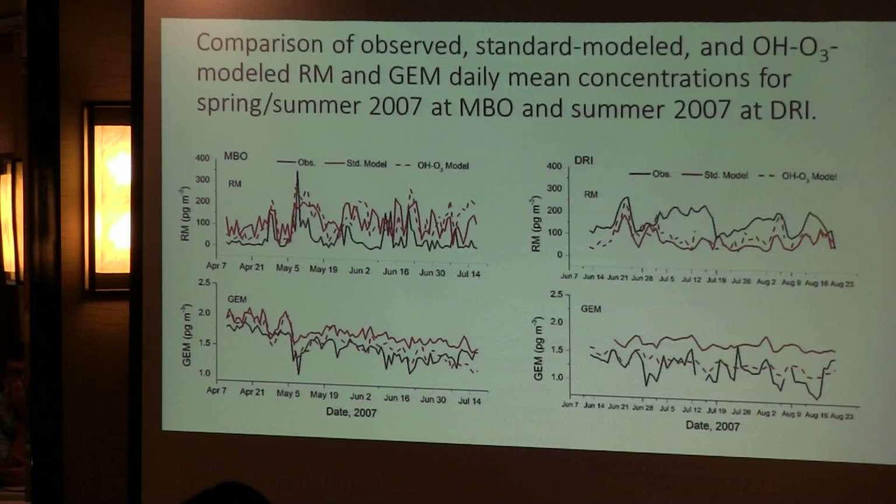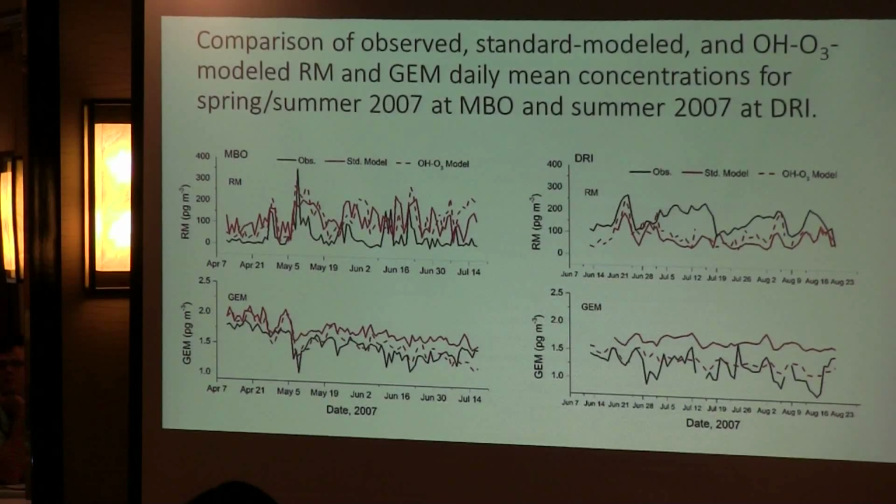Let's look at the DRI data. You can see observations of reactive mercury shown in black. Here, the observations are actually higher than the model, kind of funny. Here, the observations are lower than the model. For GEM, the model tends to be higher than the observations at both locations, with both models, although when you use the O3-OH chemistry, you get a closer agreement.